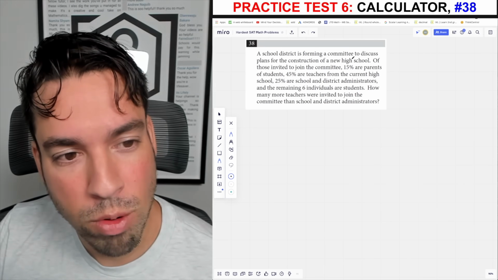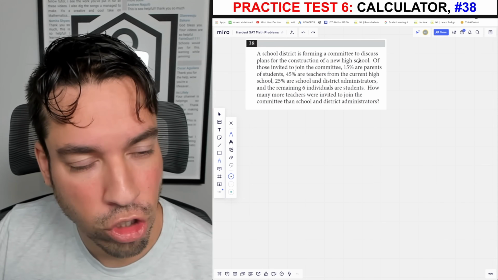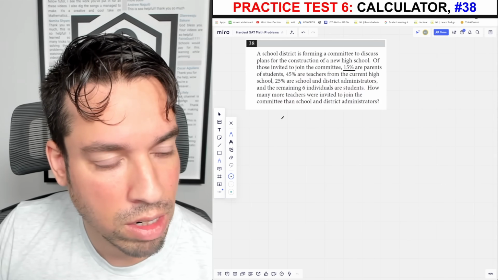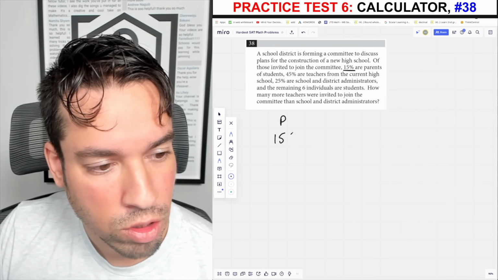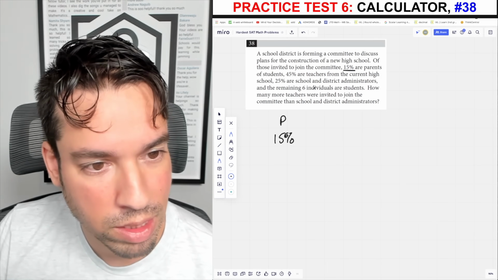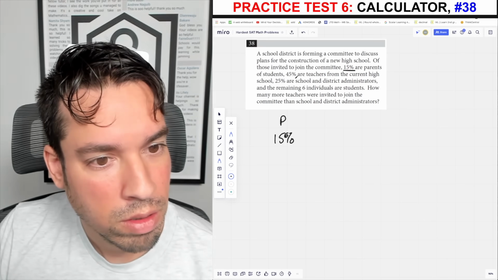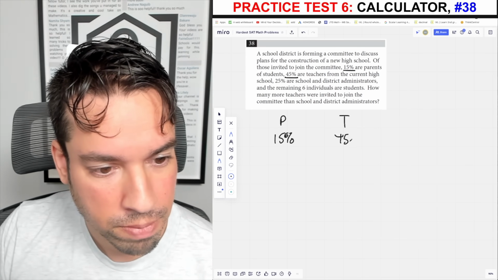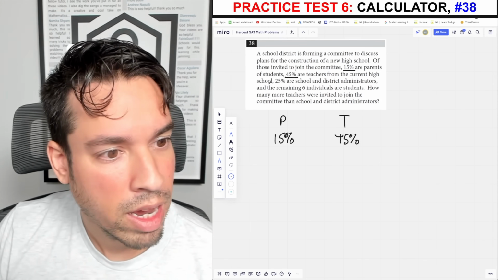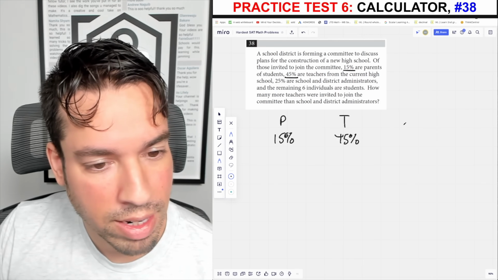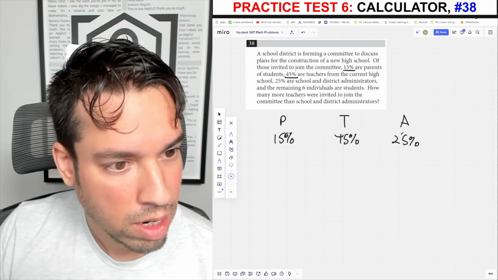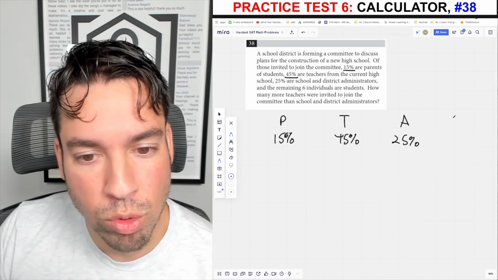A school district is forming a committee to discuss plans for the construction of a new high school. Of those invited to join the committee, 15% are parents. So I'm immediately bringing this information out. 45% are teachers. And 25% are administrators. And the remaining 6 individuals are students.